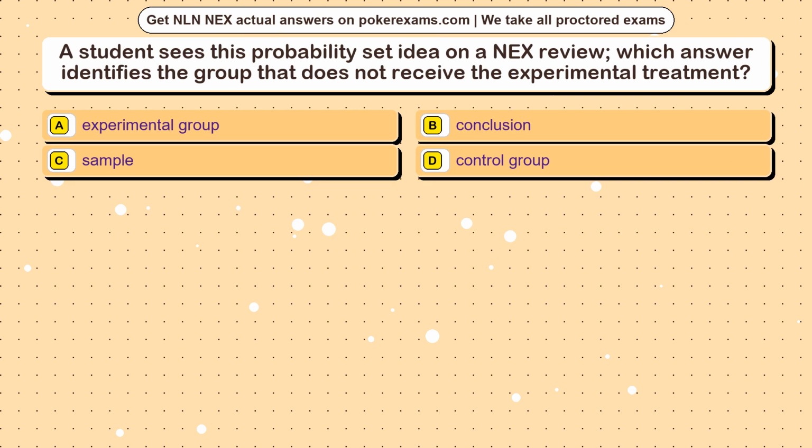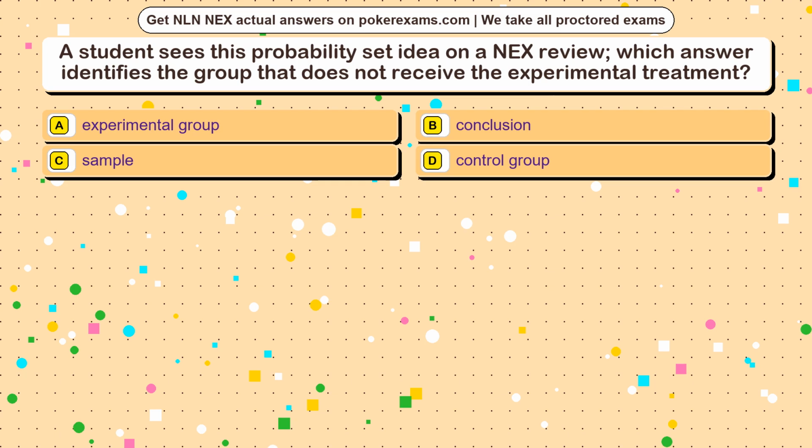Question 10. A student sees this probability set idea on a next review. Which answer identifies the group that does not receive the experimental treatment? Option A. Experimental group. Option B. Conclusion. Option C. Sample. Option D. Control group.